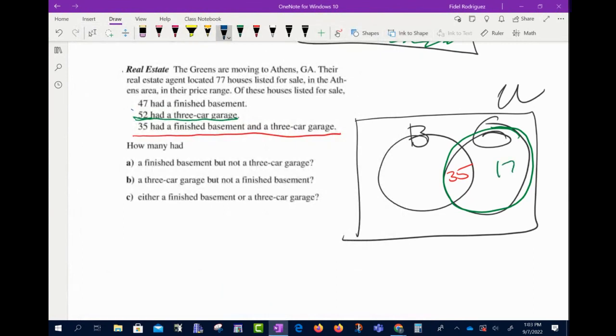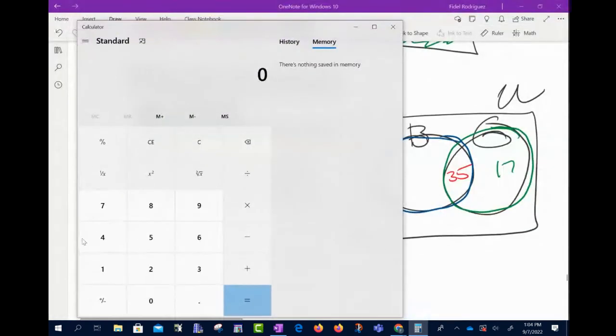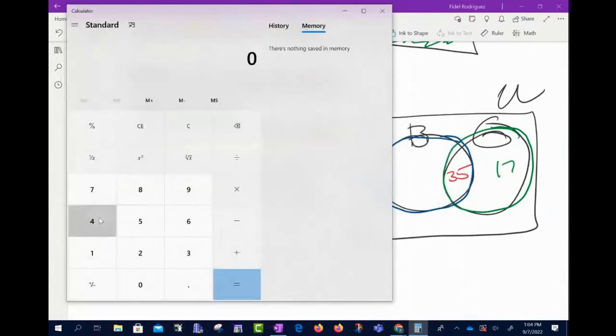Now, 47 had a finished basement. That means that everybody inside this circle has to add up to the number 47. Okay, so I'm going to open this up again. We're going to do 47 minus 35, 12. There we go.